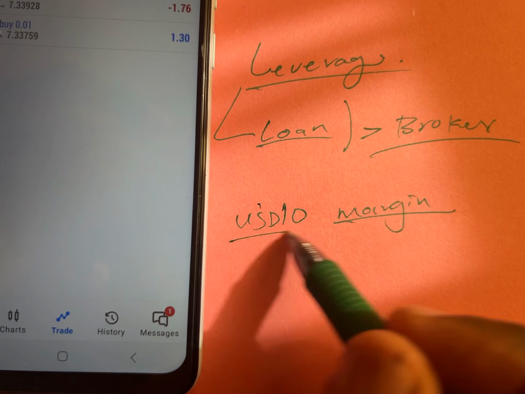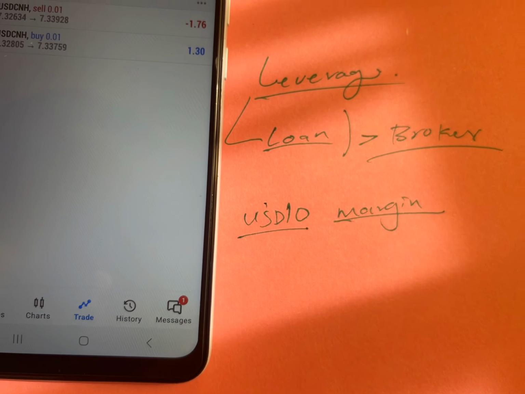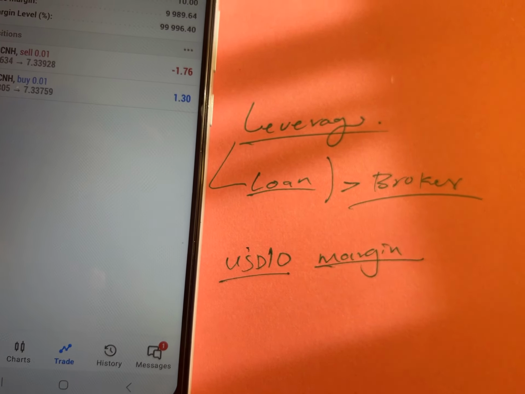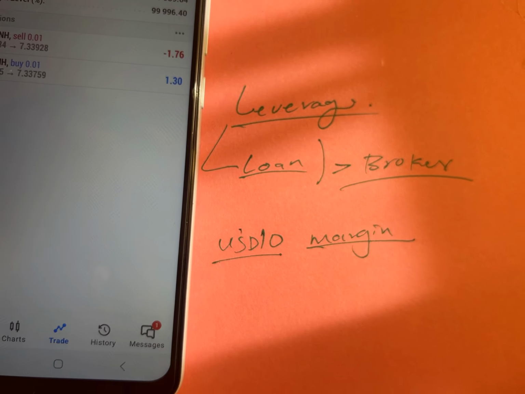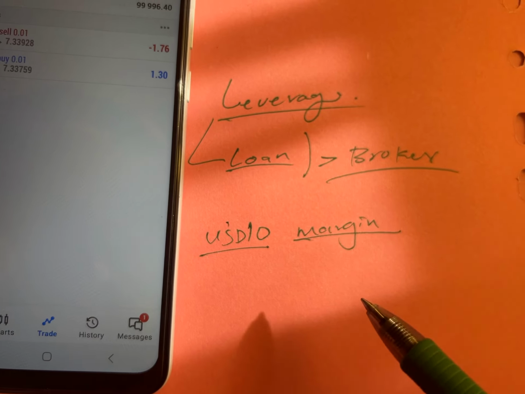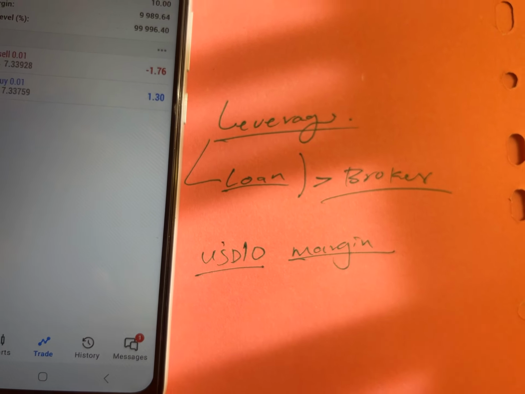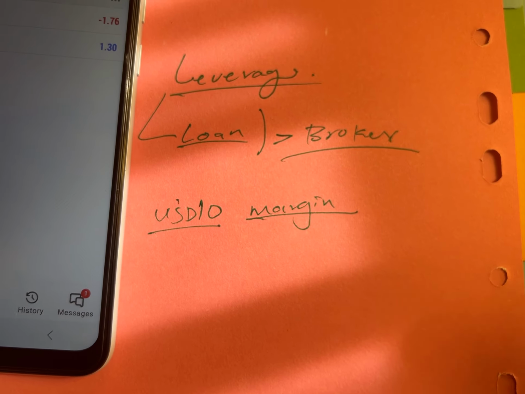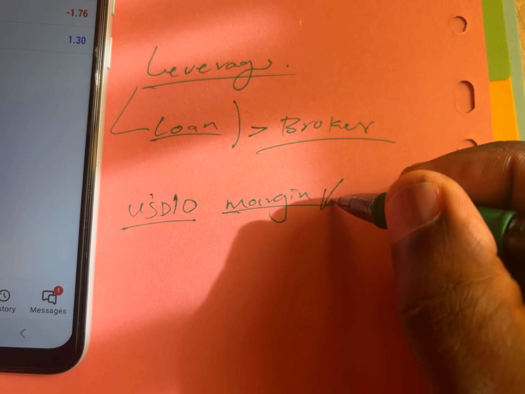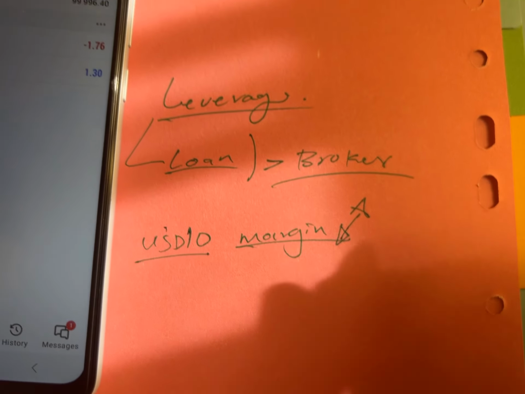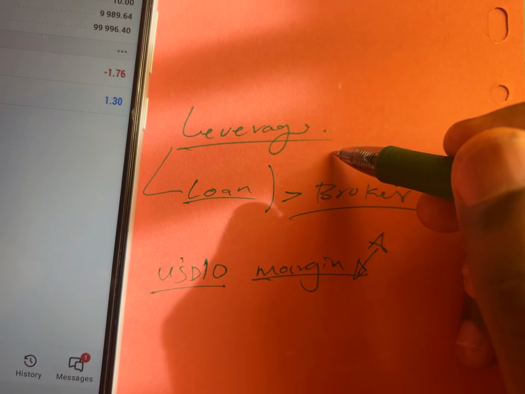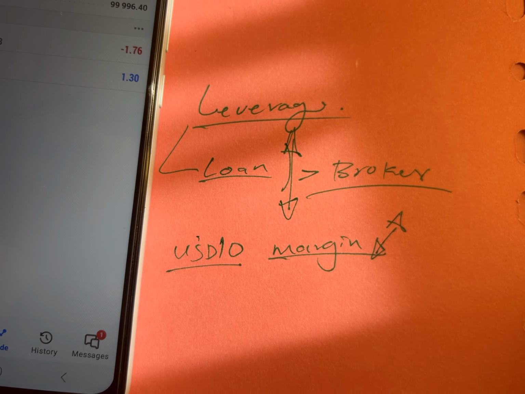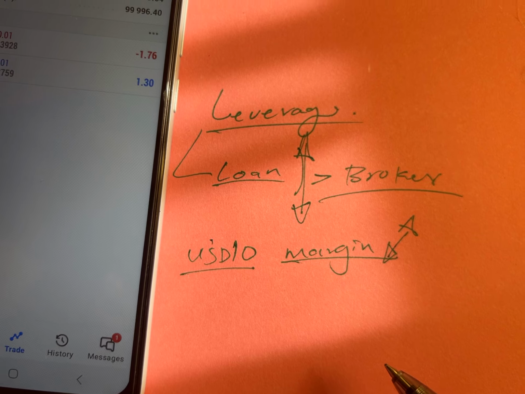Then we have leverage. And imagine these two go together, so that you can understand much better the relationship between margin and leverage. To make it simpler, this is the money that the broker needs from you. And then they offer you this leverage so that you can deposit a small amount of money, this 10 USD.